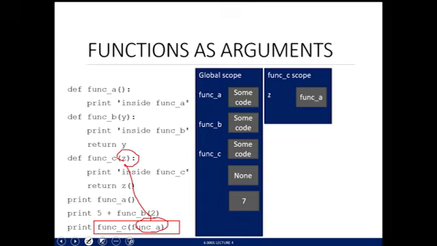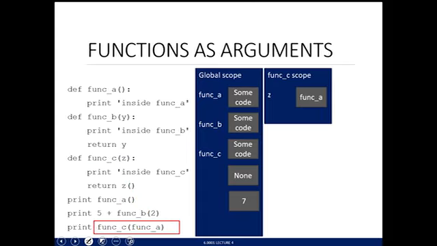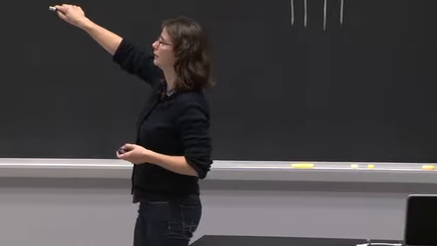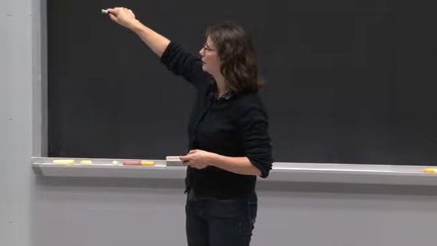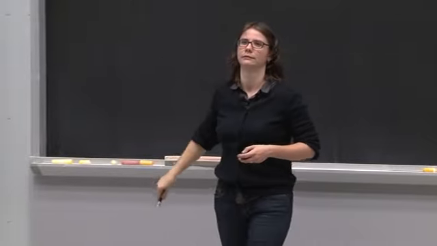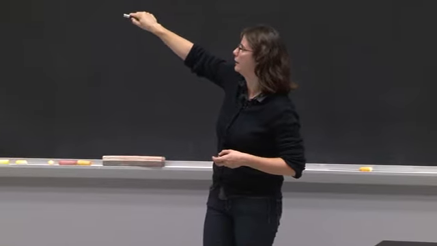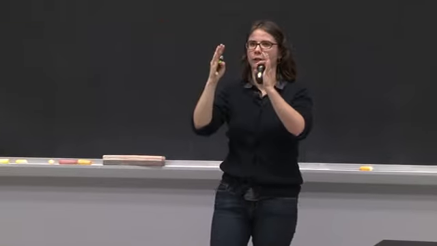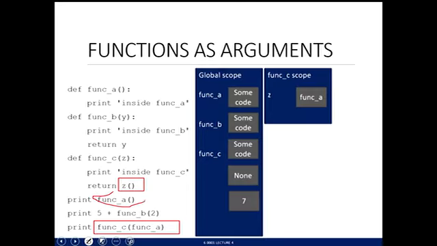Then what do we do inside func C? We print out inside func C, and then we return z. This is the cool part. Inside func C, z is func A. So if you replace z with func A, this here becomes return func A open close parentheses. Look familiar? We did that function call right there. So that's just another function call.